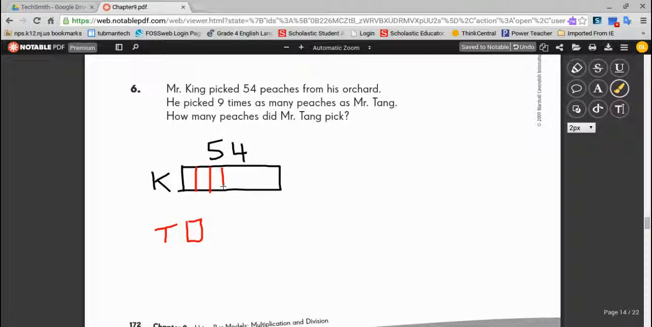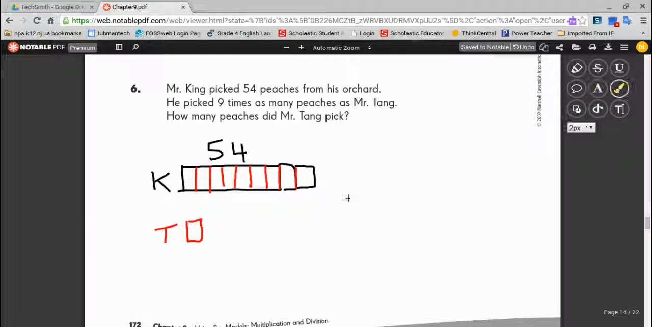1, 2, 3, 4. So let's count this. 1, 2, 3, 4, 5, 6, 7. I'm going to extend this out. 8 and 9. 1, 2, 3, 4, 5, 6, 7, 8, 9. Alright. So here I have my 54 peaches that Mr. King picked, and I split it up into 9 equal groups.